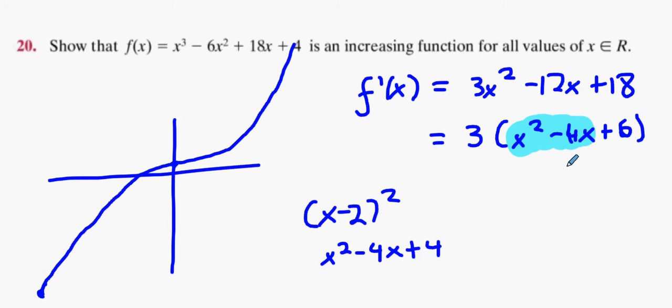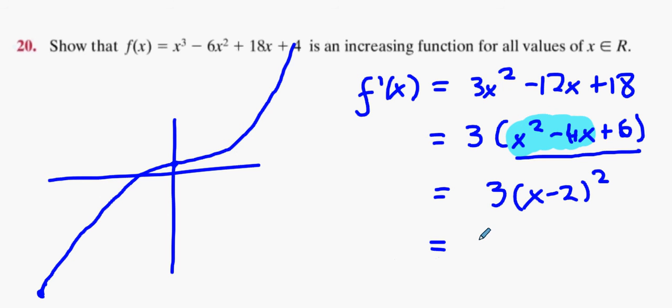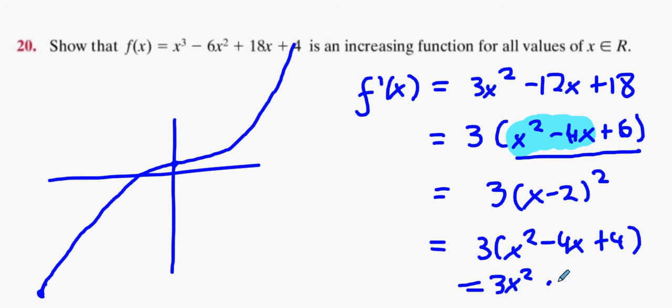Now, if I replace this with a perfect square like so, what's the issue when I multiply that back out again? We'll find out in a second. It's going to be 3 times x squared minus 4x plus 4, which is 3x squared minus 12x plus 12. How much am I short? I'm short 6. And then we put the 6 at the end.